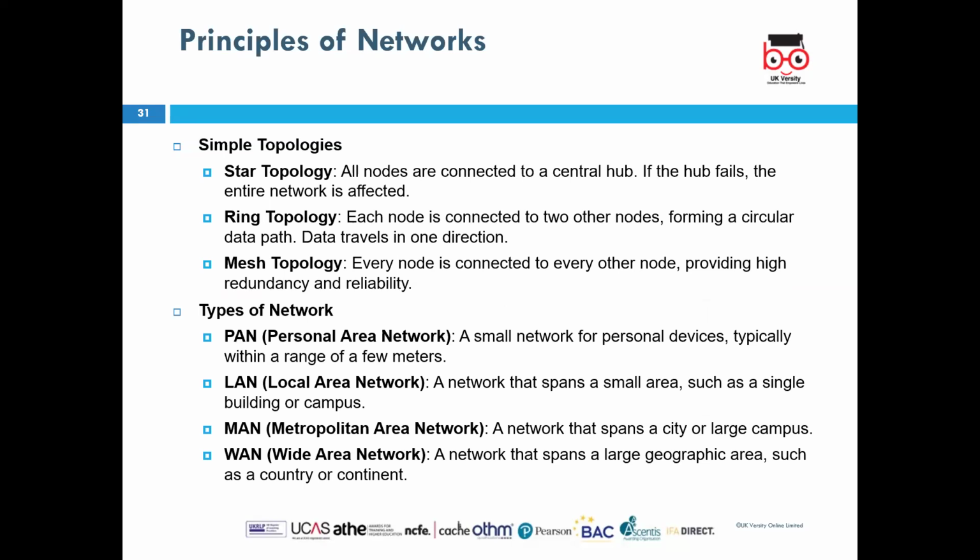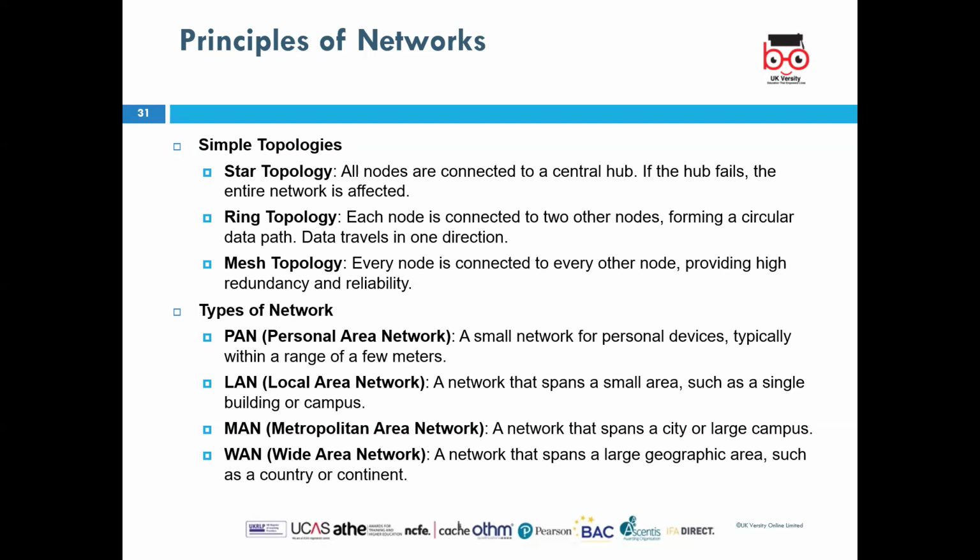So when it comes to simple topology, we need to look into how network connectivity works. We have different types of topology, such as star, ring, and mesh. With the star topology, all nodes are connected to a central hub, which will redistribute connectivity. With the ring one, each node is connected to two other nodes. And with the mesh topology, every node is connected to every other node.